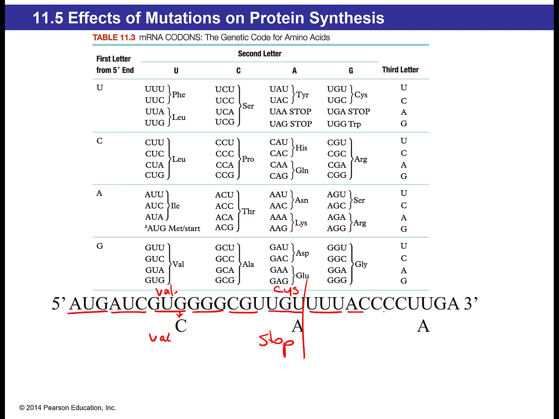UUU is phenylalanine. The ACC, that one I can't find, is threonine. And then we have CCU, which is normal, it's proline. But this one, UGA, normally means stop. But here, we've changed the U to an A. So what's AGA? Is that a stop? Yeah, it's another arginine. So what is that going to do?